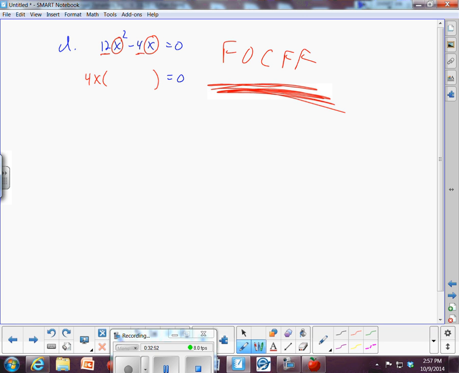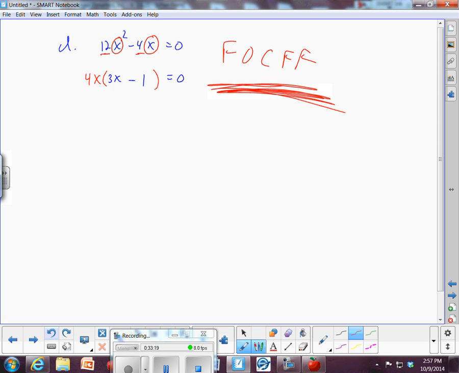A 4x out of the front leaves you a 3x. A 4x out of the back leaves you a negative 1, right? Remember how many times I said don't forget the 1? And again, if you did it correctly, you should be able to multiply it back out and get right back where you were, right? So again, what would happen if you multiply that? 4x times 3x, 12x squared. 4x times negative 1, negative 4x, right? Okay, I'm right. That was correct factoring.